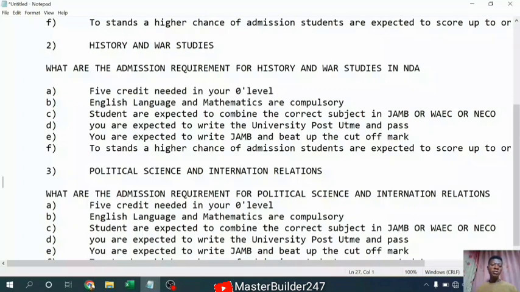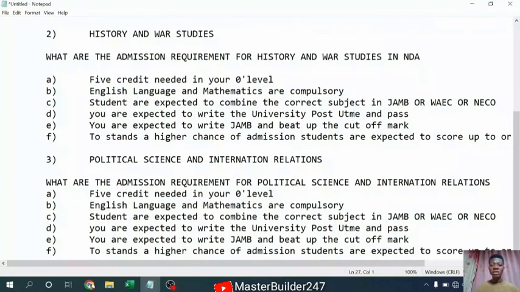So also for you to apply for political science and international relations, you need to have 5 credits in your O level, and also English language and mathematics are compulsory, and also you are expected to make sure that you combine the proper combination of subjects in your WAEC or NECO and in JAMB. And also you are expected to write the university post-UTME, and also you are expected to write JAMB and beat the cut-off mark.